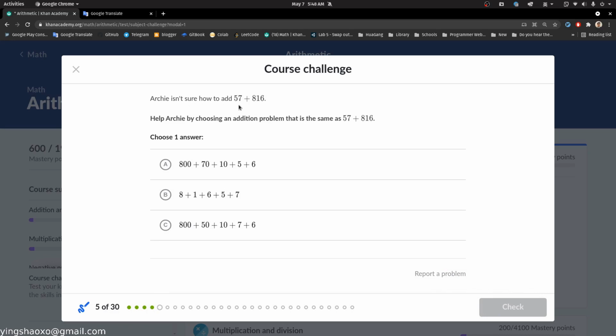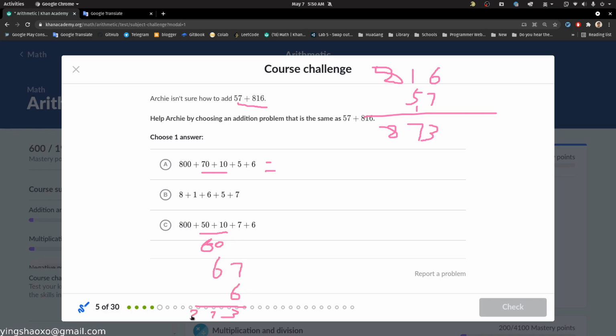This student isn't sure how to add this expression. Help him by choosing an addition problem that is the same as this one. First we need to know what this is equal to. Let's do the addition. This will be equal to this number. And for this one, it's 60 plus 7 equals 67, and plus 6 would be equal to just the number that we want. The two results are the same.